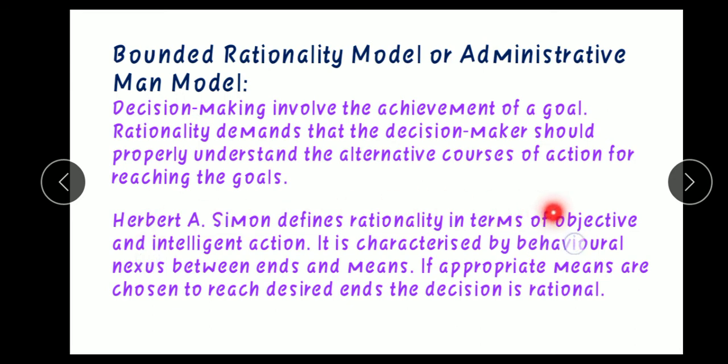इन दैट दिस हैपन्स. Here Herbert Simon defines rationality in terms of objective and intelligent action. It is characterized by behavioral nexus between ends and means. If appropriate means are chosen to reach the desired ends, the decision is rational.